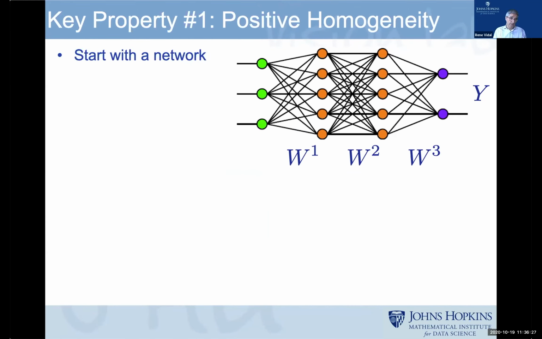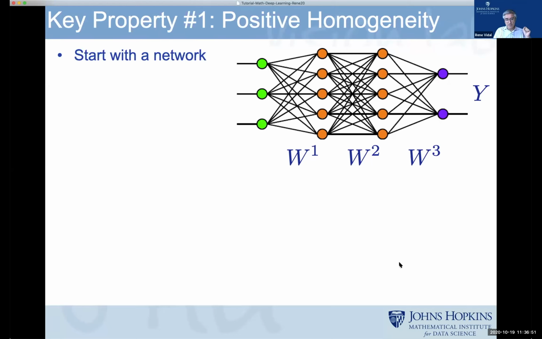Okay, so let me begin with the first part. What are the assumptions that we make on the architecture in order to have these guarantees of global optimality? So the first property that we assume is that the input-output map of the network is positively homogeneous. What does that mean? It means the following.